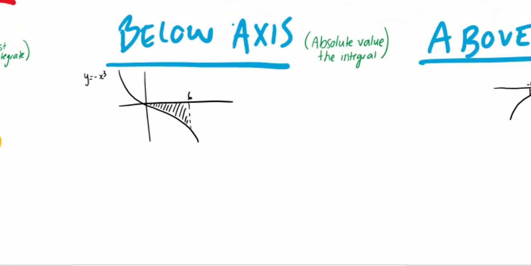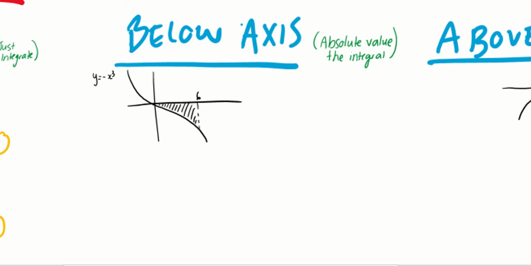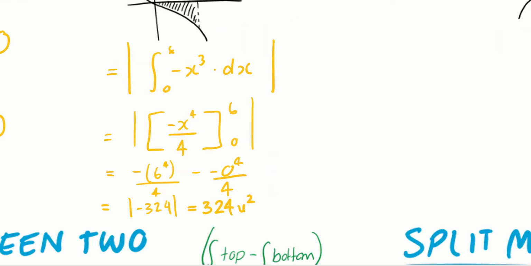So in green, you'll notice I have written a little summary of what to do. I said absolute value the integral. So basically areas underneath the x-axis are going to give you a negative area. So it's just about showing the marker that line of working, that you know that it's going to be the integral of your function with respect to x between 6 and 0, and I'm going to take the absolute value of it. So subbing in my bounds, taking the absolute value, I get my answer of 324 units squared. So I get that negative value.